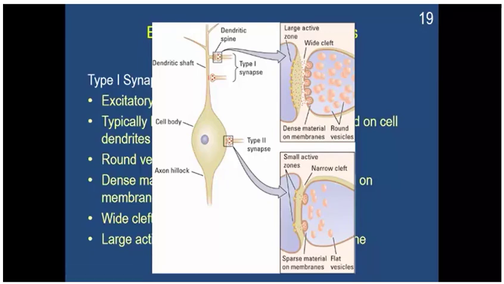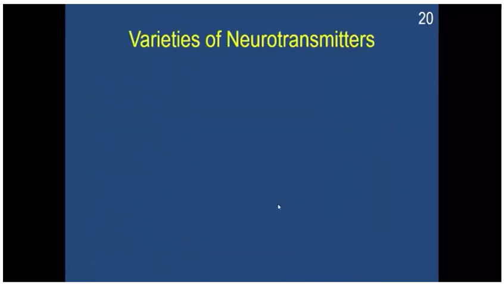Does that make sense? Now type 2, which are the inhibitory, which are also more likely to be located on the cell body, the vesicles are flat, they don't release as much, but the active zone is also smaller. And it's because this is a more potent message. So you don't need as much of this message, hopefully, to shut a cell down, right? So those are the two different ones.